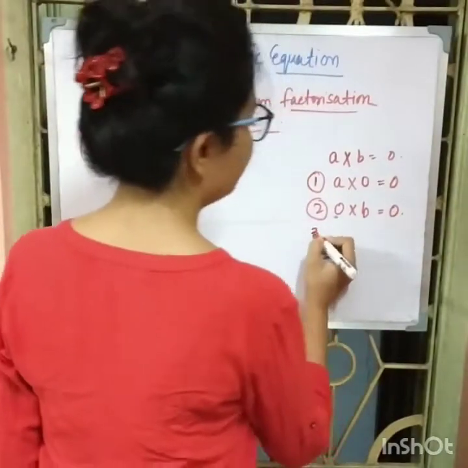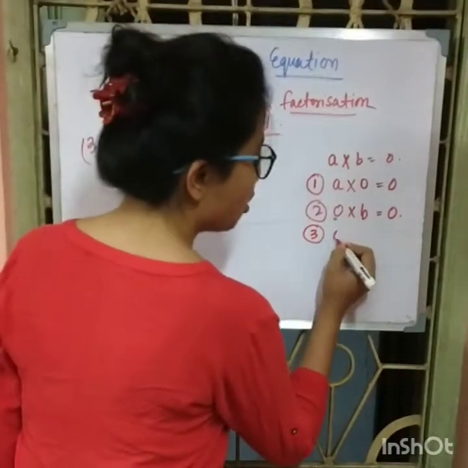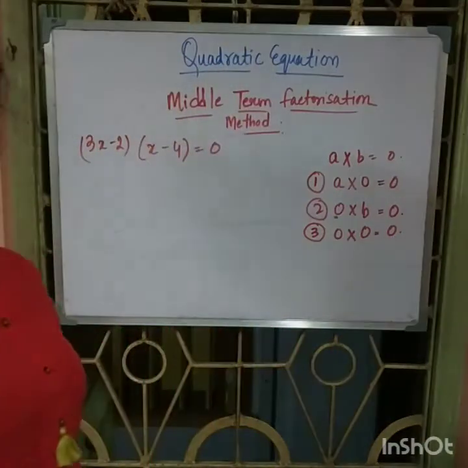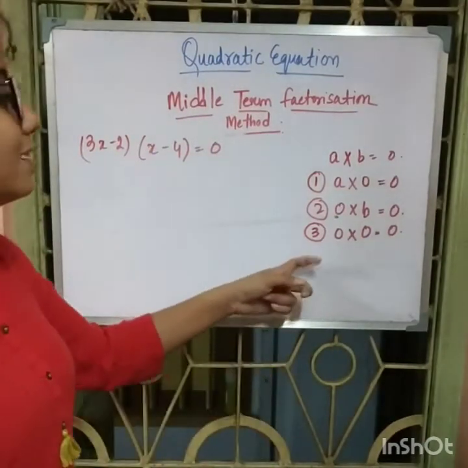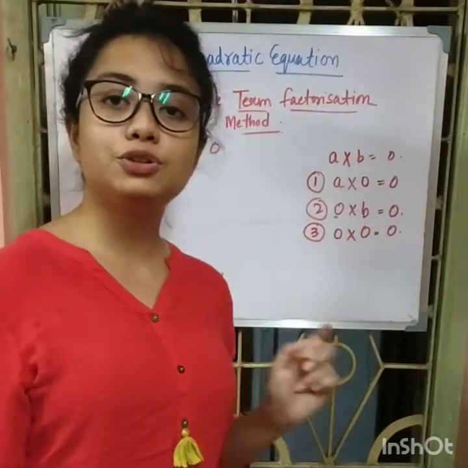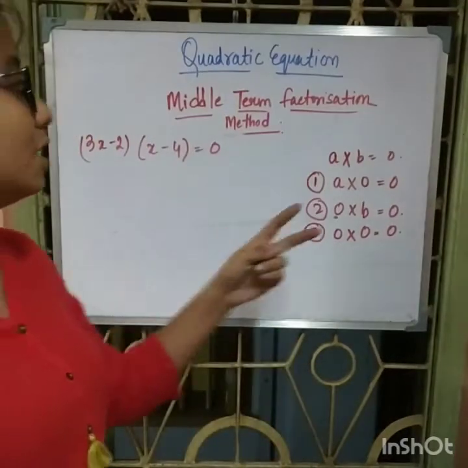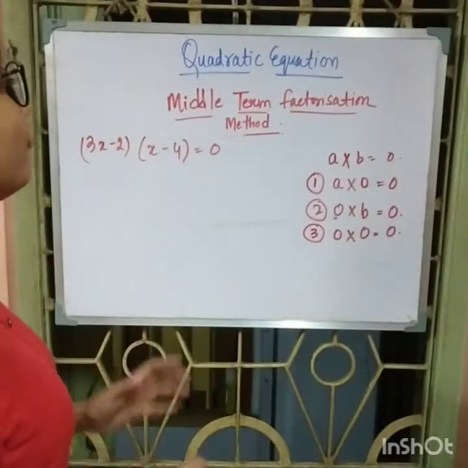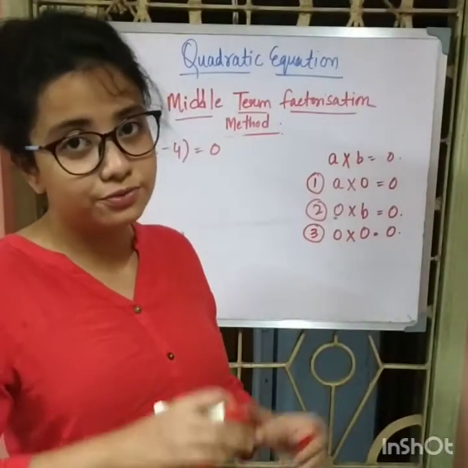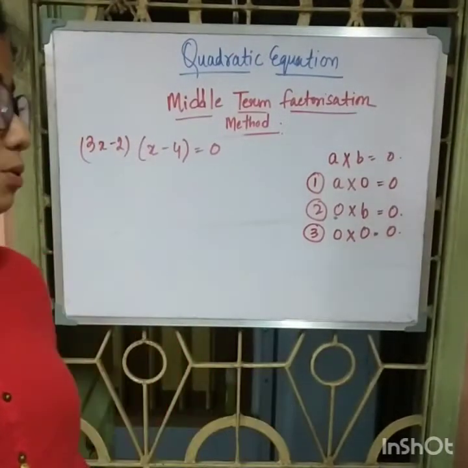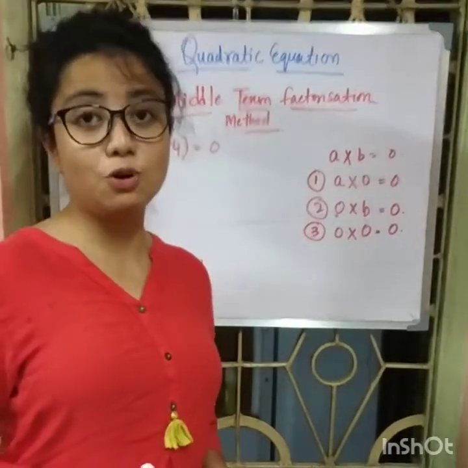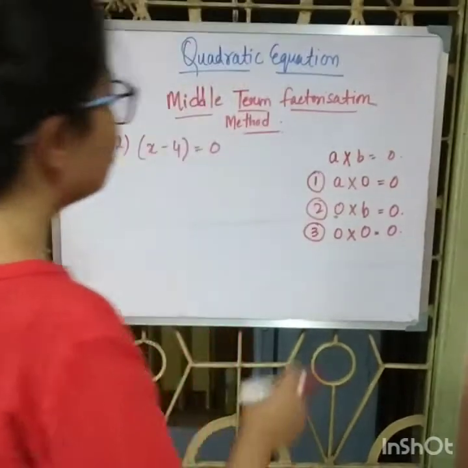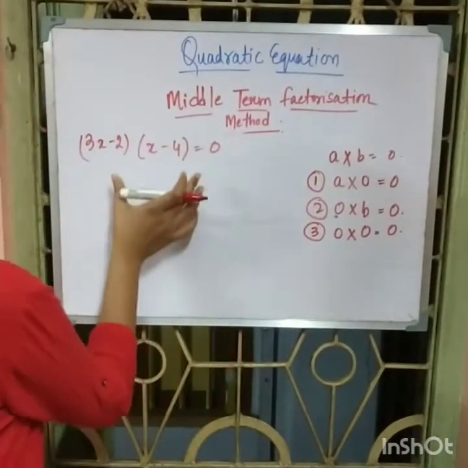And the third possibility is both A and B are zeros. Then also the answer is 0. So this is the zero product rule: if the product of any two numbers is 0, then it is very obvious that one of them will be 0, either of them will be 0, or both of them can be zeros. So we'll apply this same rule here.